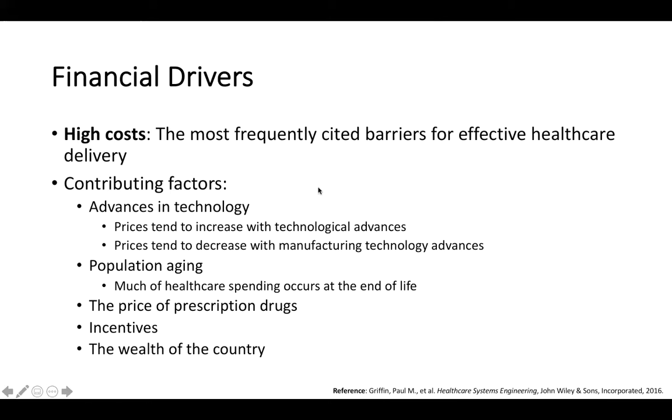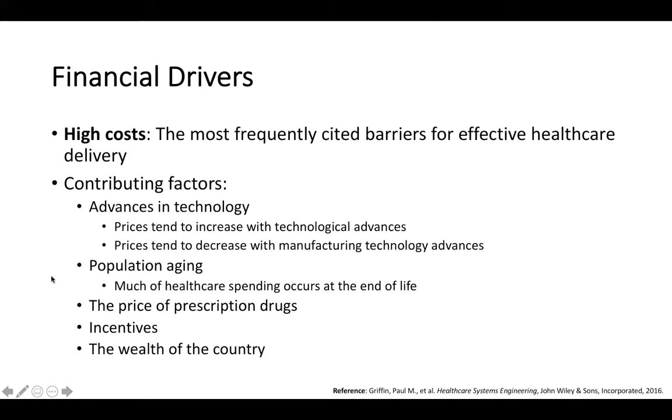So the improvement in the technology of treatment leads to an increase in cost. That makes the treatment more expensive. However, the improvement in the manufacturing technology for making those devices and equipment will bring down the overall cost, because then the manufacturing process will be done a lot more efficiently and faster.